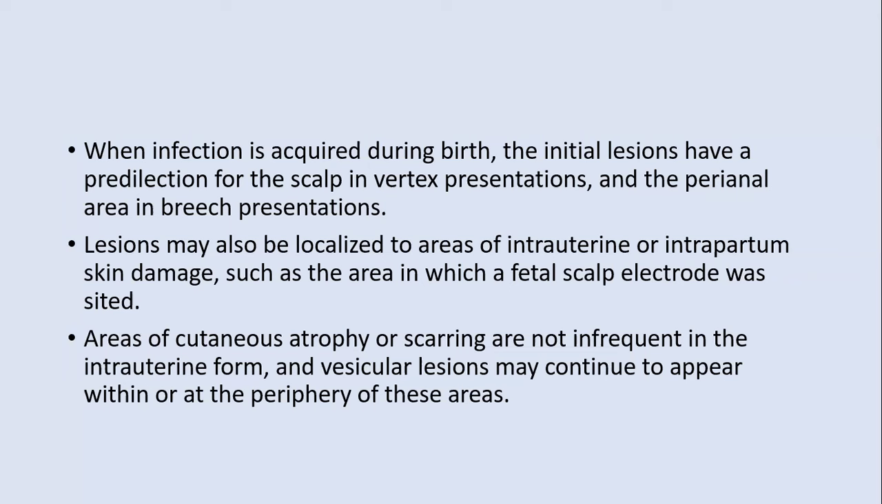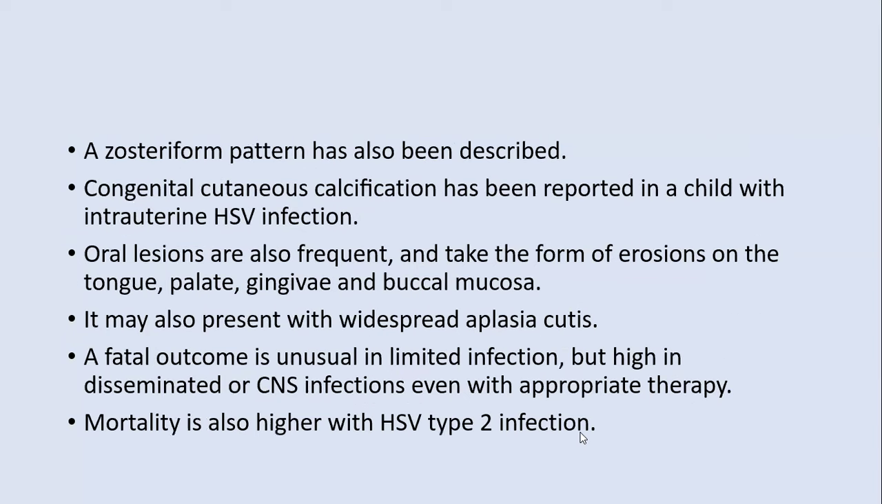Areas of cutaneous atrophy or scarring are not infrequent in the intrauterine form, and vesicular lesions may continue to appear within or at the periphery of these areas. Sometimes a zosteriform pattern is described. Congenital cutaneous calcification is reported in a child with intrauterine herpes simplex virus infection. Oral lesions are also frequent. They take the form of erosions on the tongue, palate, gingiva, and buccal mucosa. There can be widespread aplasia cutis.